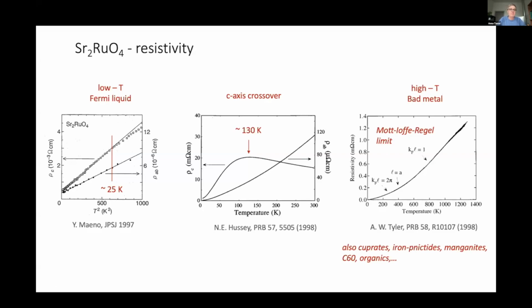It's not an exception to observe a bad metal state. Actually, it's quite common also in cuprates, iron pnictides, manganites, fullerenes, organics. Now the question is how you go from this low temperature Fermi liquid state into this high temperature bad metal state. Are there still quasi-particles as you increase temperature, and how do they behave?